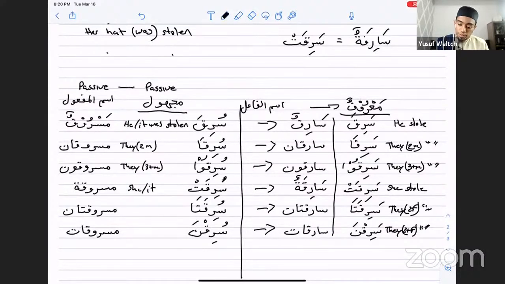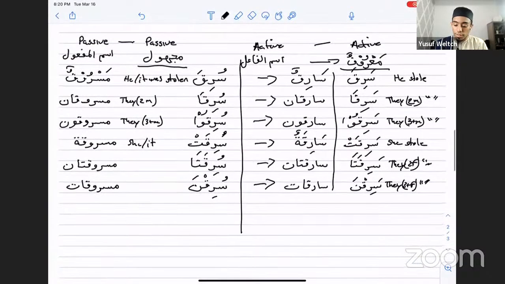Okay, all right, so here we have the active participle applying to the active verb. So what is the difference between sariqa and sariqun? Who can tell me? Sariqa and sariqun.